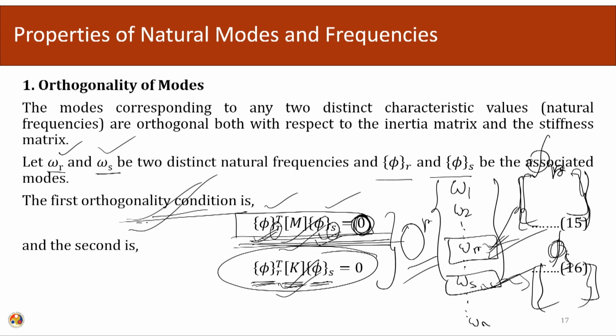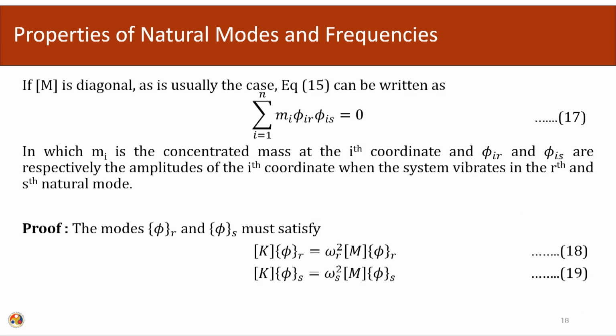So, this is the first orthogonality condition, that if we multiply the mass by pre and post multiplication with the mode shapes for two distinct natural frequencies, then the product is going to be 0. And second is, if we do the same treatment for the stiffness matrix, pre and post multiplication with the mode shapes corresponding to two distinct natural frequencies, then again the product is going to be 0. So, these are the two conditions for the orthogonality.